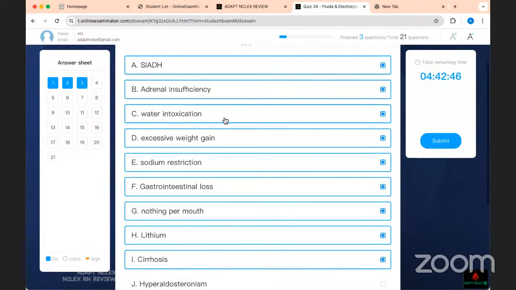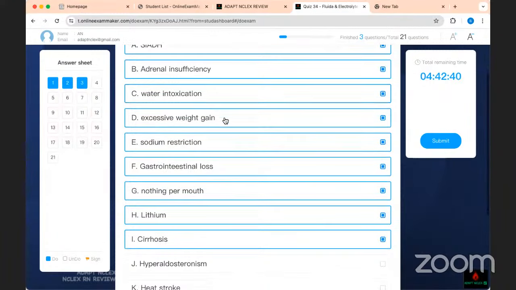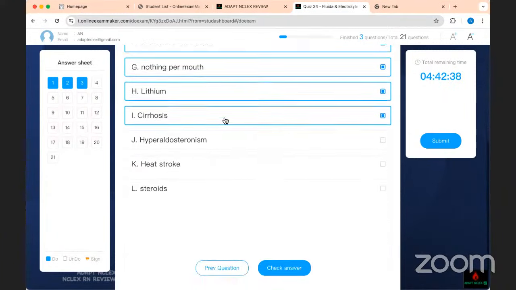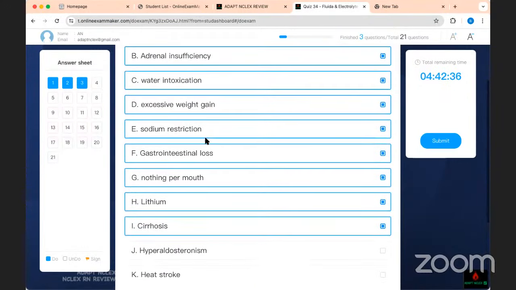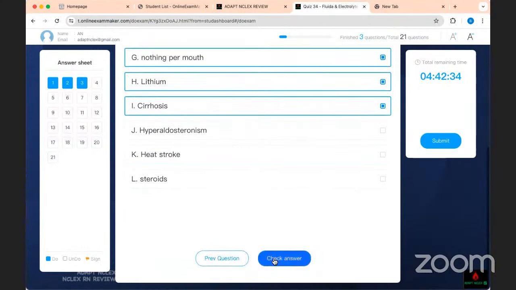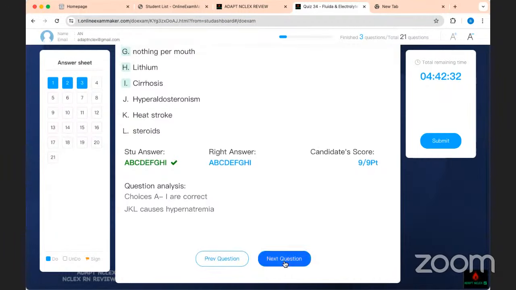There's nothing to memorize about fluids and electrolytes. Otherwise, it will become really hard. Understand the content, look at the answer choices, and answer it. So from A to I is the right answer. Okay.